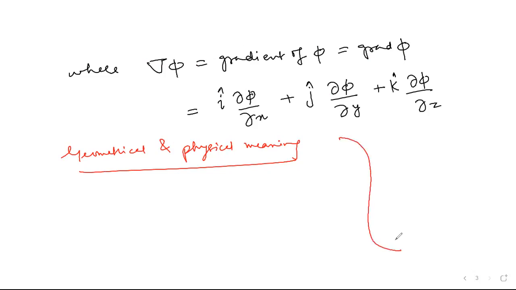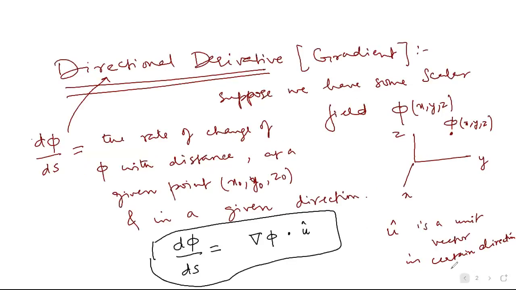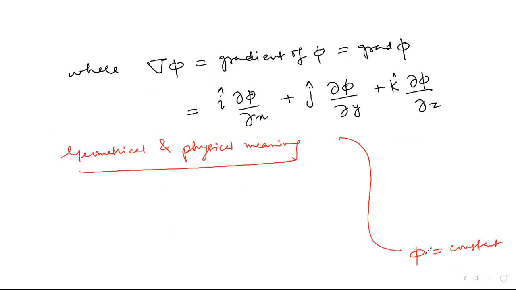Suppose this is a contour. What is a contour? It's a level surface of phi. That means in space, at different points, you have values of phi. Now, if you join all points having the same value of phi, you construct a surface that is called the contour of phi or level surface of phi. I am showing that surface. So over that surface, phi is constant, everywhere phi is the same.